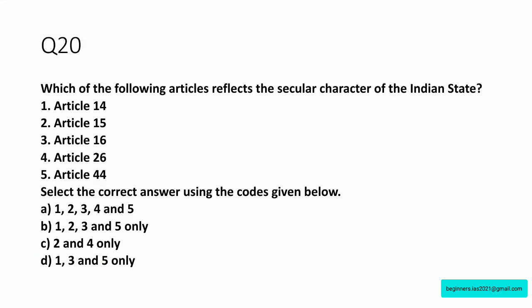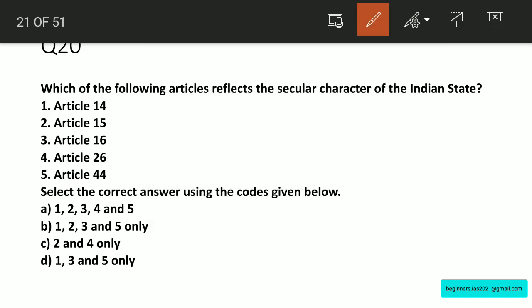Let us move on with question number 20. Which of the following articles reflect the secular character of the Indian Constitution? If you take Article 14, yes, this states the secular character. How? Let us see. The right to equality under Article 14 ensures every religion is treated equally. Therefore, 1 is right. Therefore, we can eliminate C.